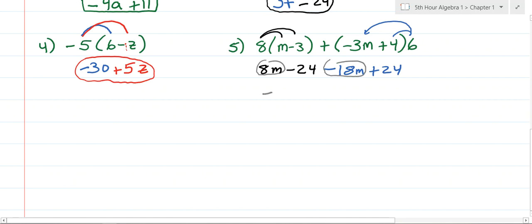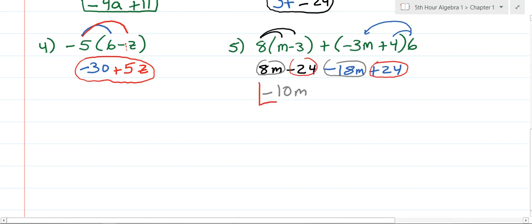Then I can look at the 24, my negative 24 and my positive 24. They actually cancel each other out because a positive 24 and a minus 24 give me 0. So it just so happens in this specific question, my answer is just negative 10m.